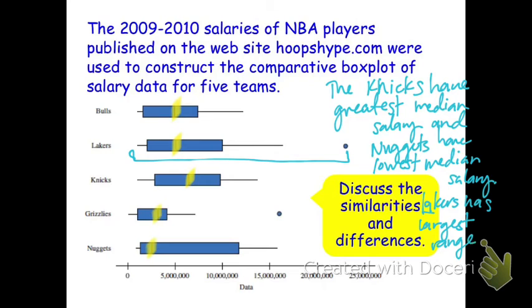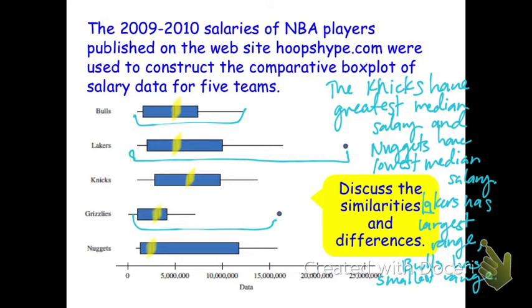The Grizzlies. Which one has the smallest range? Grizzlies. No, it goes all the way out here. The Bulls. Yeah, the Bulls. 2010. Who was on the Bulls in 2010? Smallest range. Derrick Rose was a rookie.